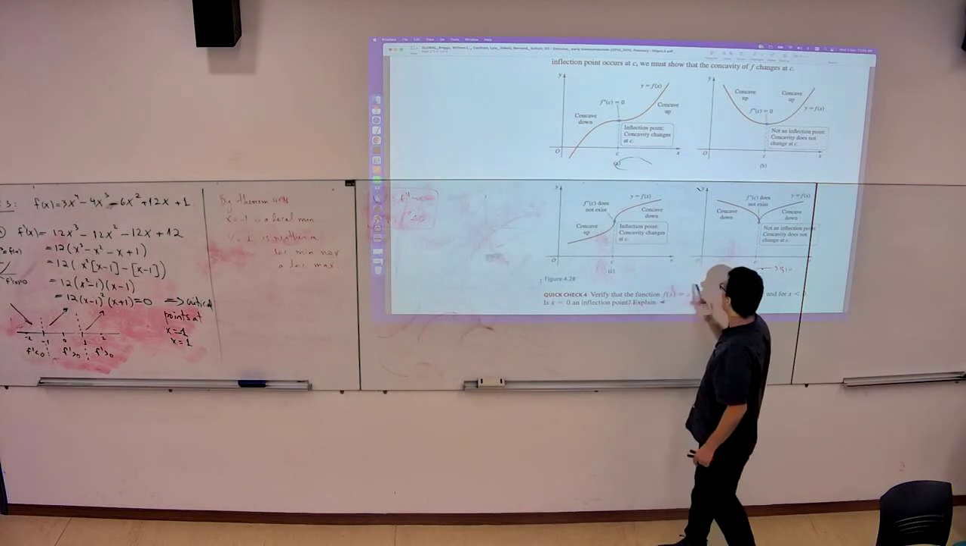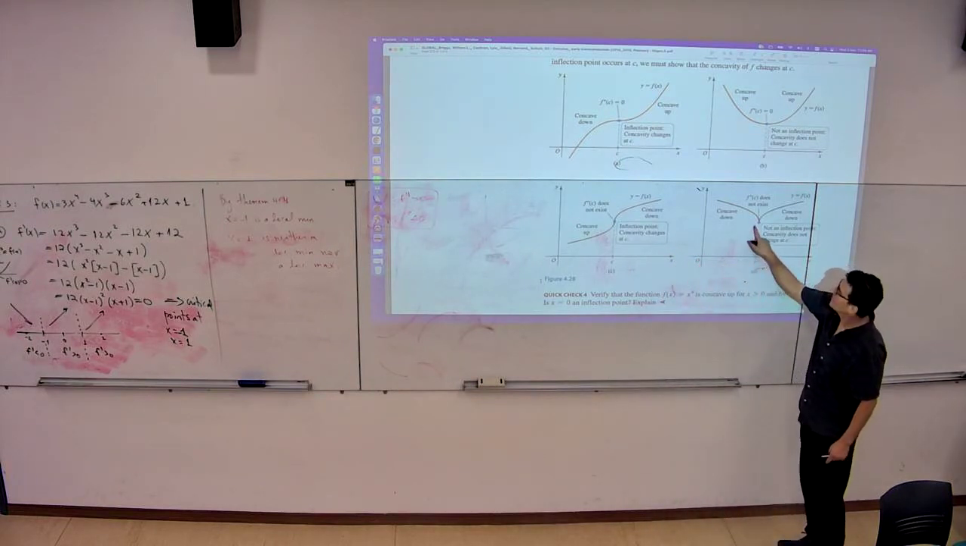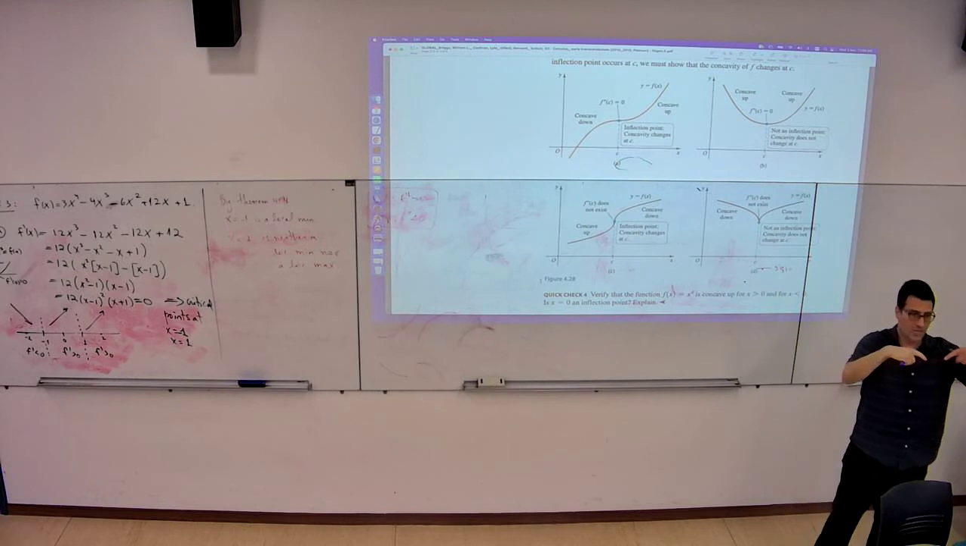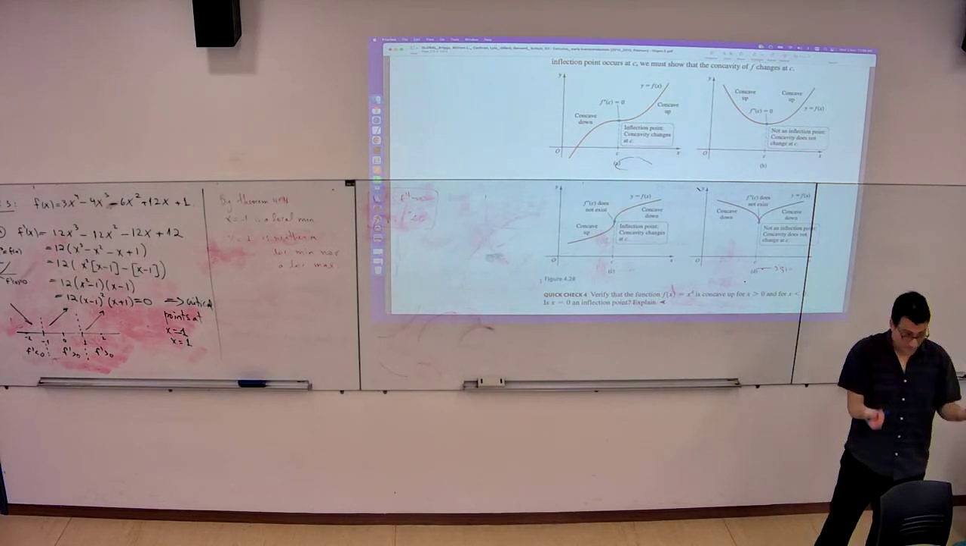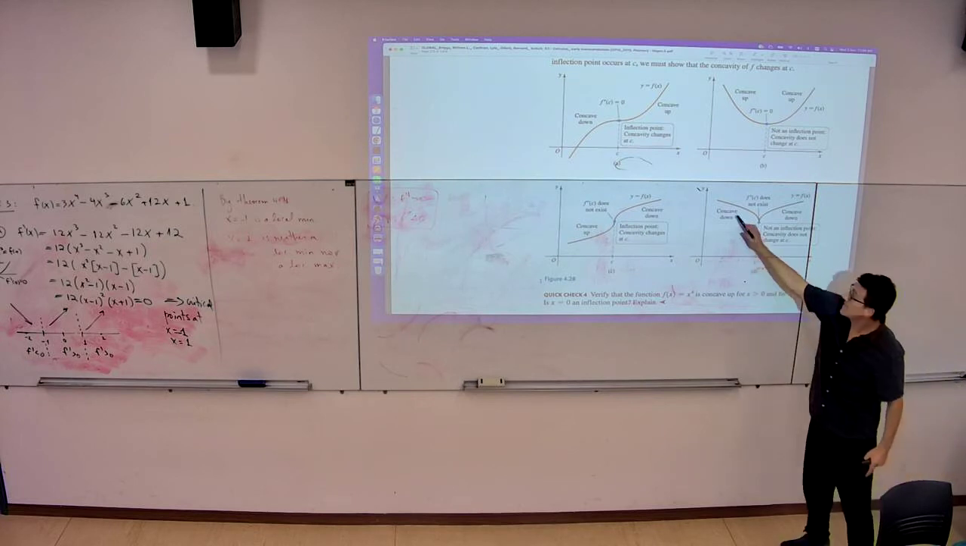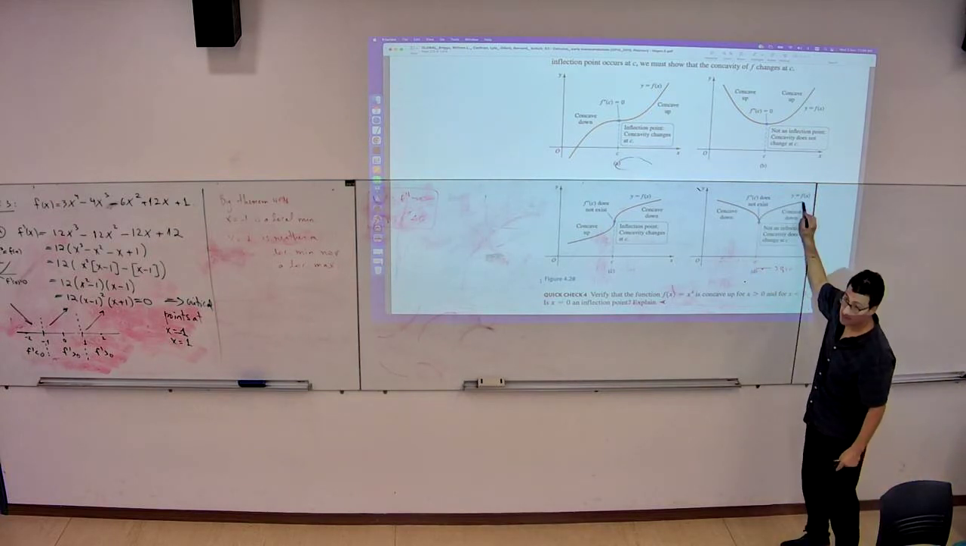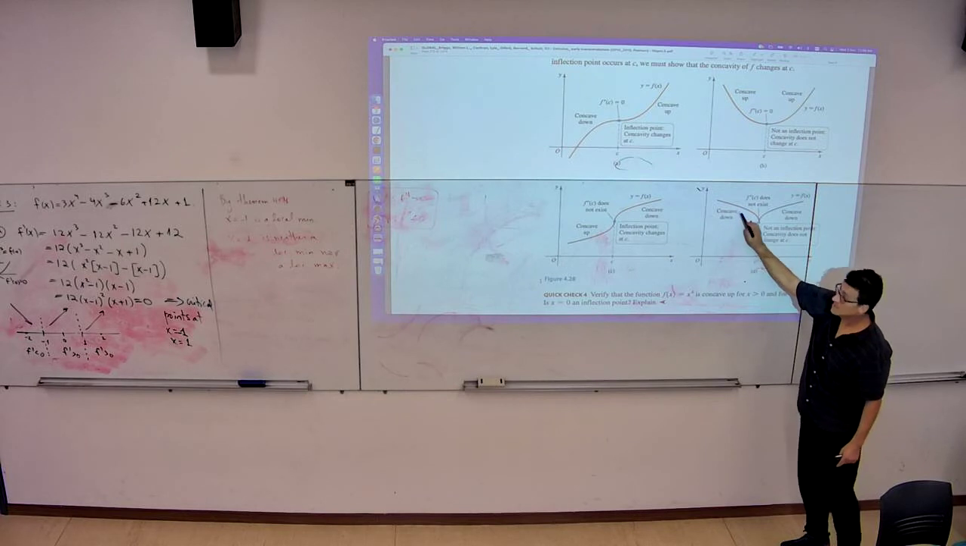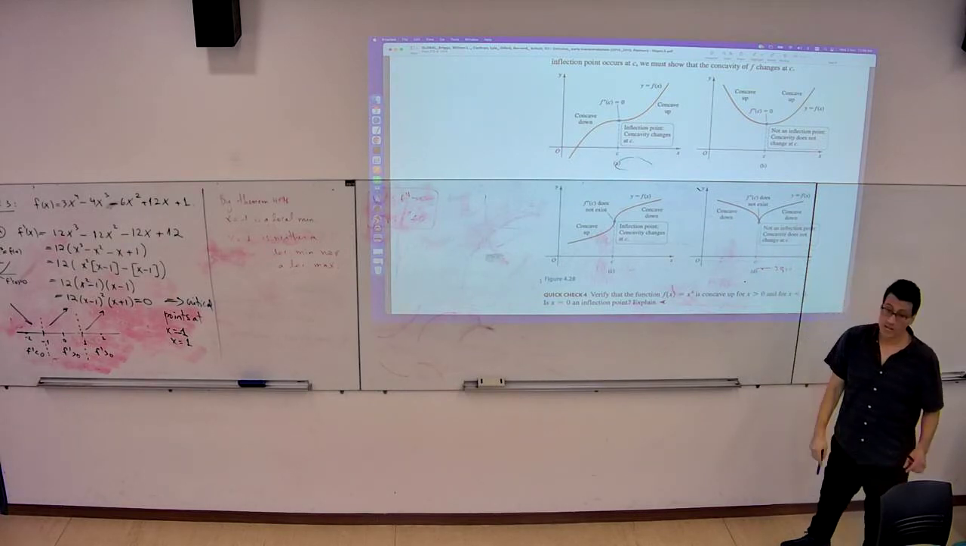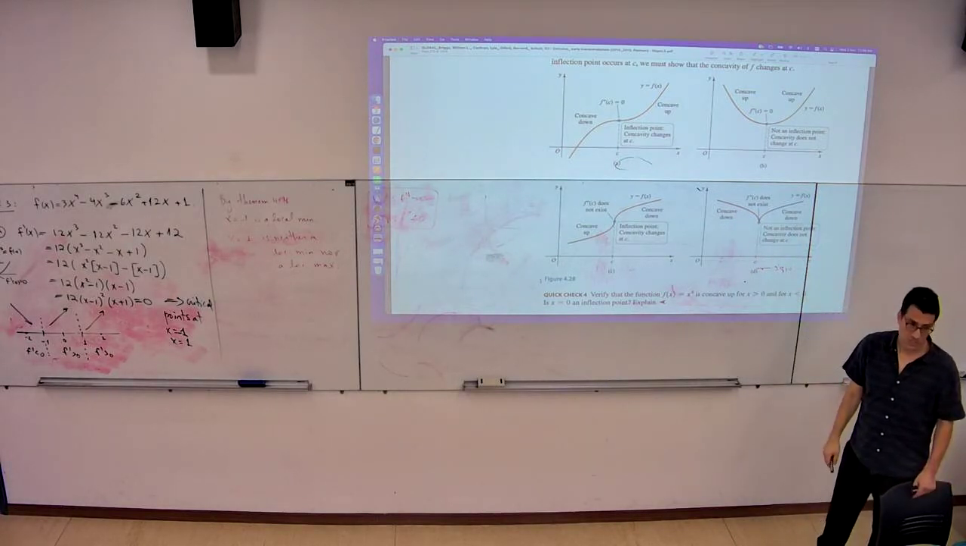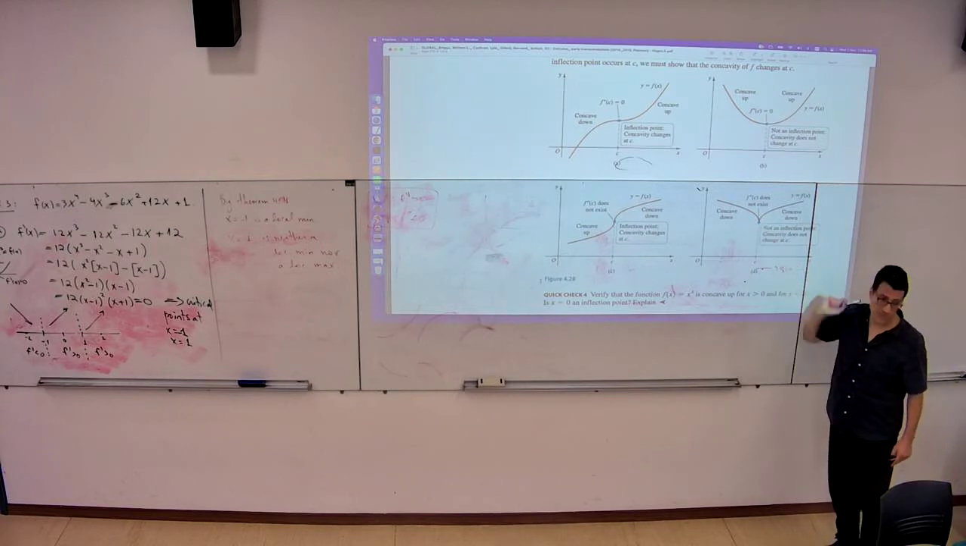Okay? And last situation, clearly here the second derivative doesn't exist because we have a cusp point down there. So the second derivative doesn't exist. The function doesn't change concavity. It's sad and it's sad. So concave down to the left, concave down to the right. The function doesn't change concavity. This is not an inflection point.